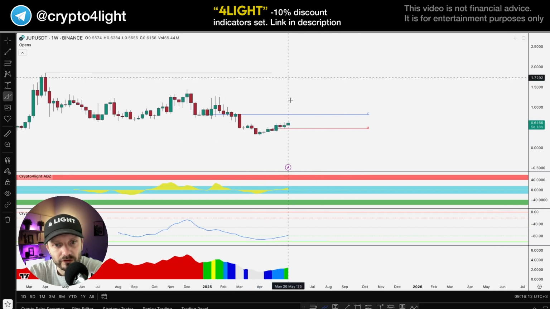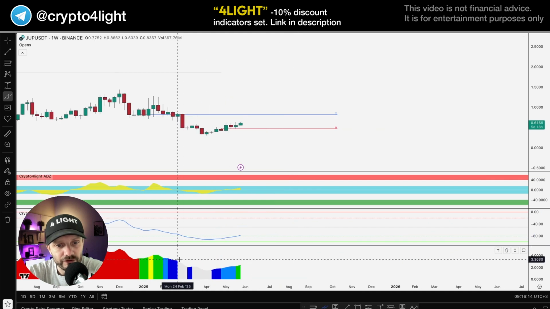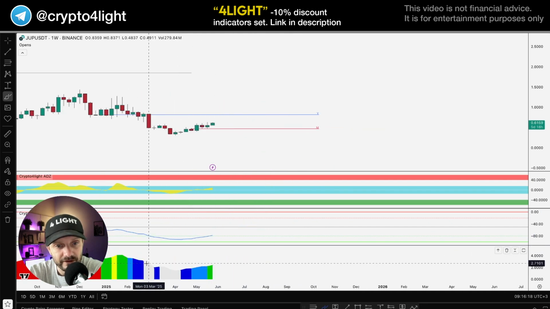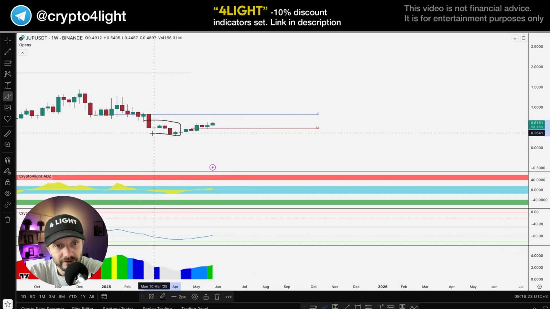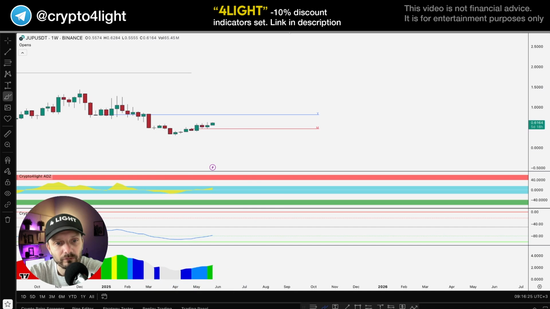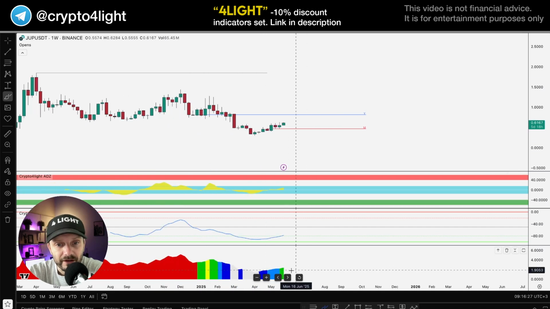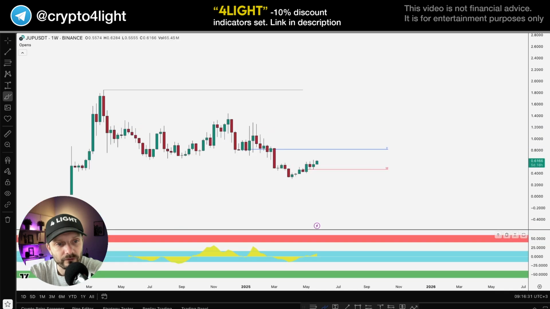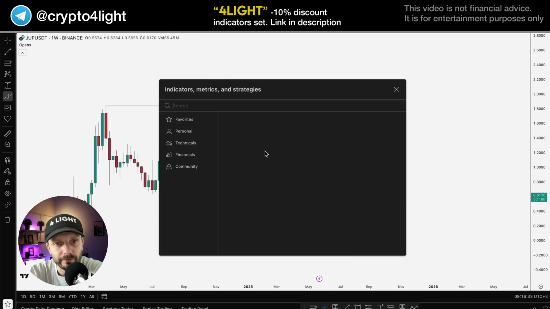Direction, no signal to buy, nothing. Capitulation was here. So all this period was a FOMO. This is a capitulation. So at this point, in this area, you can logically accumulate Jupiter on a weekly. Now it's hope. Zone on the weekly time frame for Jupiter.